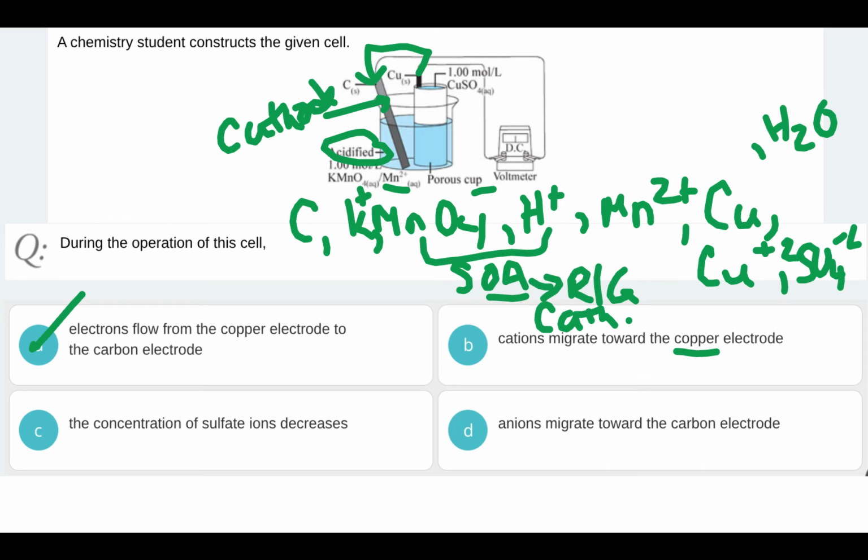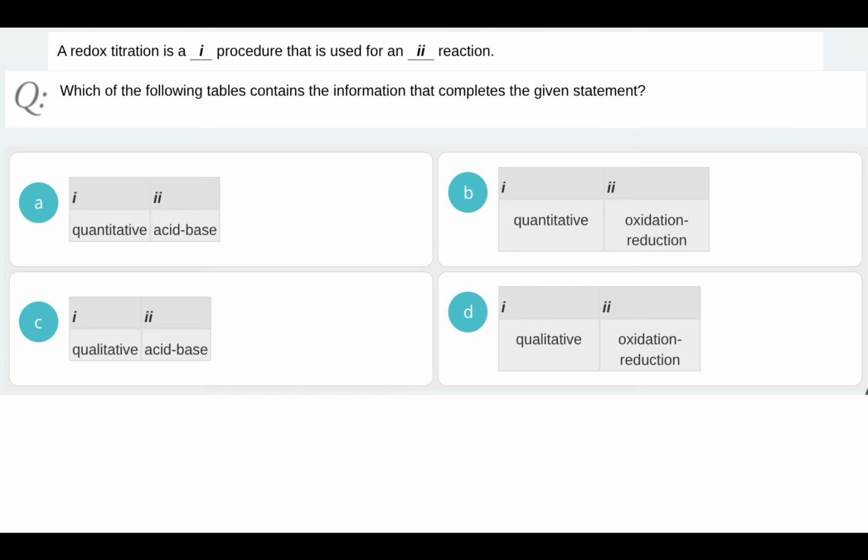C, about the concentration of sulfate ions decreasing. That is not true, as this copper sulfate solution breaks apart, the sulfate would actually just stay constant. It's the copper ions that would change. And then the last one about anions migrating towards the copper electrode. That is not true. They would be going, oh my goodness, carbon. They would be going to the copper electrode.